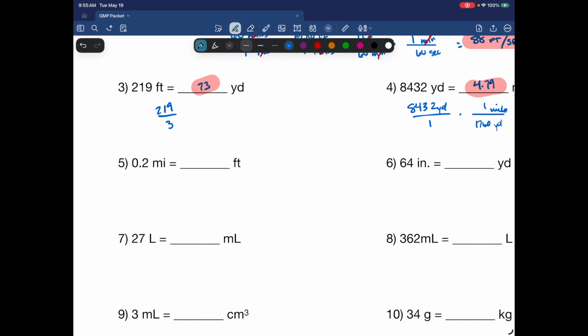All right, miles to feet. There are 5,280 feet in a mile. So I'm just going to multiply like that, and that's going to give me 1,056 feet.